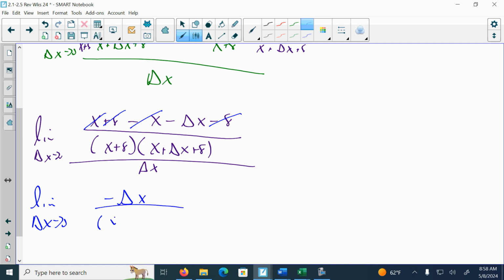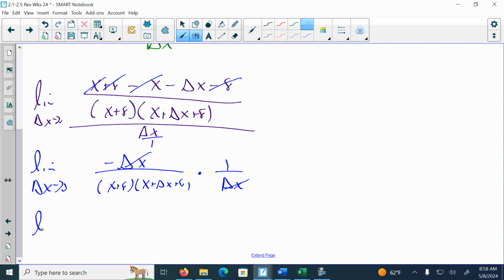My denominator is x plus 8, x plus delta x plus 8. Then this I'm going to think of as delta x over 1, change it from division to multiplication, make the reciprocal. Now the delta x's will simplify. So I'm going to have a limit as delta x approaches 0, negative 1 over x plus 8, and then in place of this delta x, I'm going to write 0.